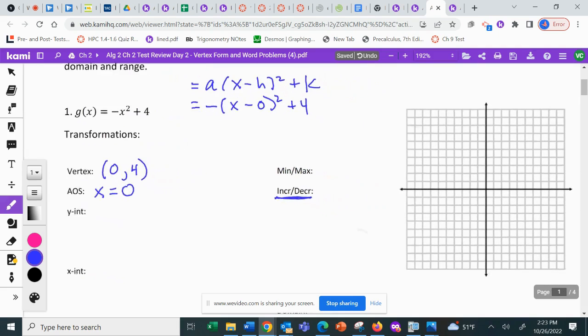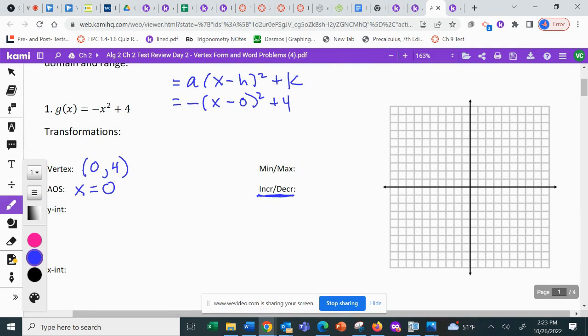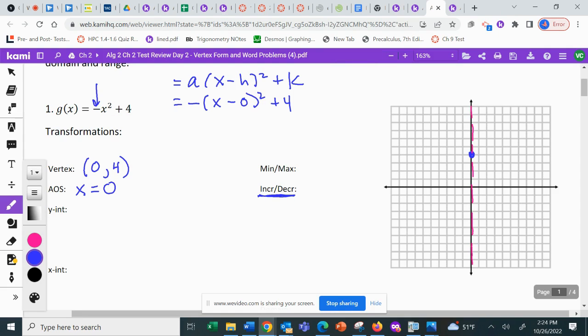So I'm going to plot those really fast. Vertex is at 0, 4. Axis of symmetry is x equals 0. It goes through the vertex. There's something else I know for sure about this graph. It starts with a negative. And what does that negative tell me? Yeah, there's a reflection. So when I actually go and graph this one, it will be facing down. Okay? Now, I just made a quick graph.